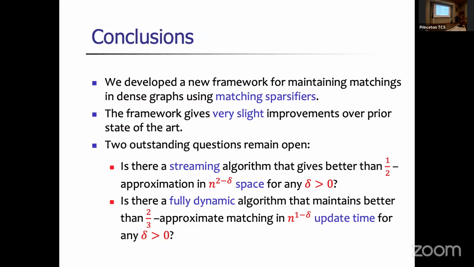And similarly, in the setting of fully dynamic algorithms, if you want to maintain better than 2/3 approximate matching, we don't seem to have any algorithms which can get us much better than the trivial update time. We can bring it down to n over polylog star n, but the goal is to bring it down to n to the 1 minus delta update time for some delta greater than 0. So I think that's all I wanted to say. I'm happy to take any questions.